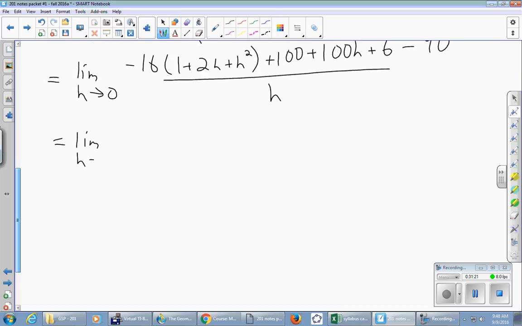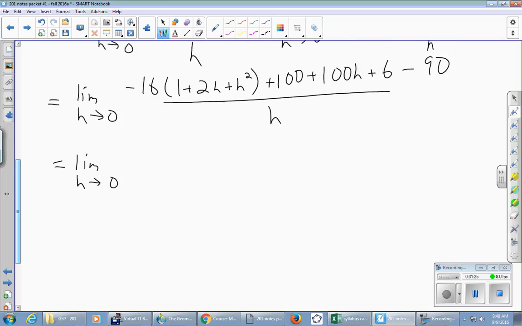Limit h goes to 0. Negative 16 there. Plus 100, that's 84. Plus 6, that's 90. Minus 90. 0. Oh, isn't that just lovely? Next part, negative 32h here, plus 100h, I think that's 68h. I don't see any more h's. 68h. I've got some h squareds. Negative 16h squared, nothing else. Divide by h.